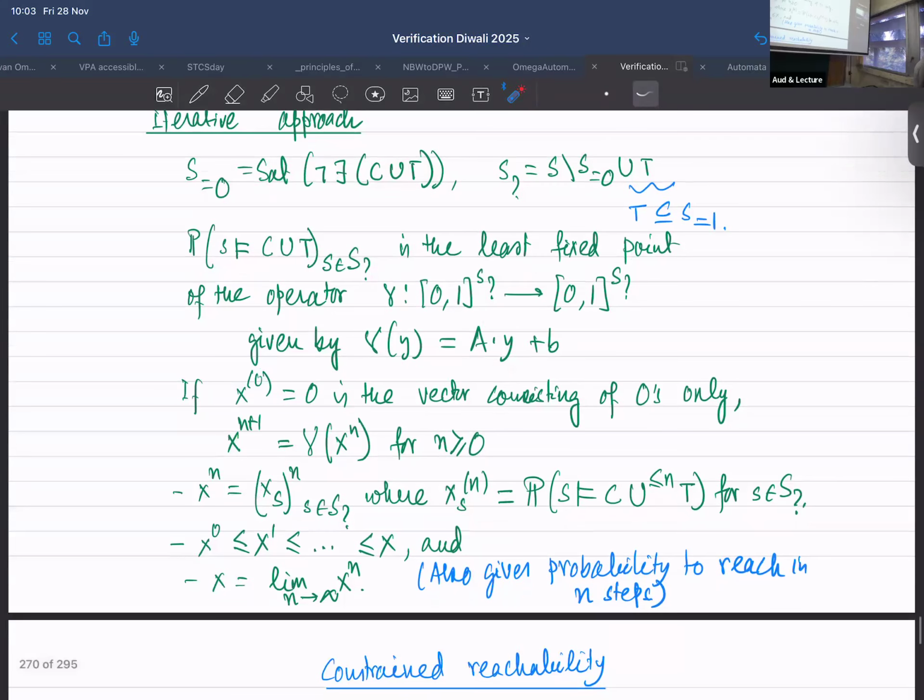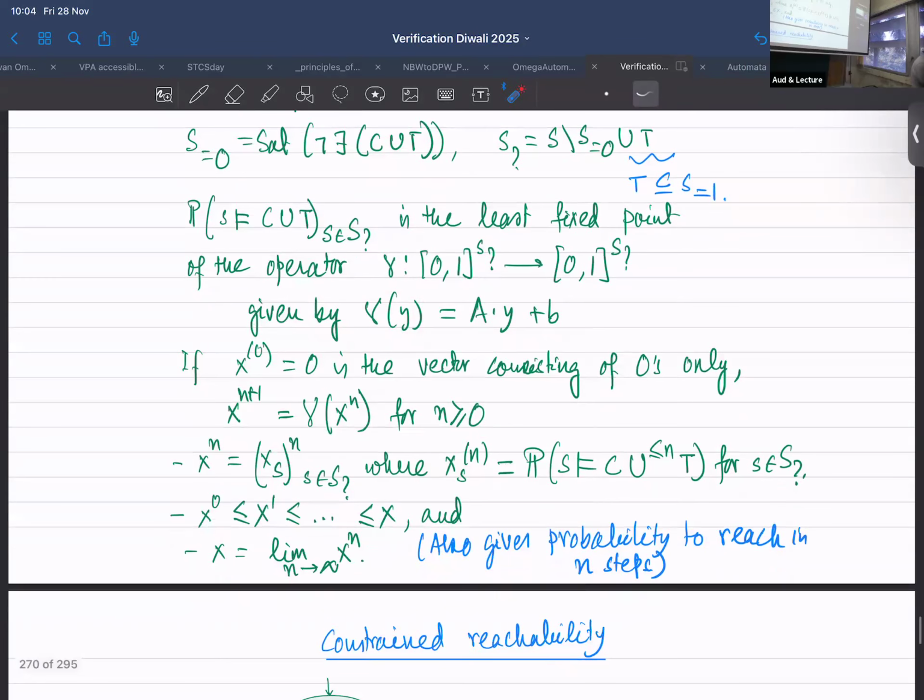So you start with x0, which is the vector consisting of only zeros. Then x n plus 1 is gamma applied to xn. This is a function: you are applying gamma on this vector and defining it as a y plus b. So after the nth iteration, I have this xn.